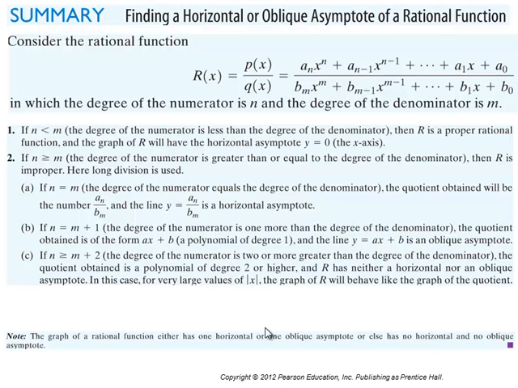So this page right here just gives us a summary of what we have just talked about in finding asymptotes. Finding horizontal asymptotes or oblique asymptotes: if you have an improper rational function, just take the numerator and divide it by the denominator, and the results will tell you what sort of asymptote you have. Unless you have a proper rational function, in which case the x-axis will be the horizontal asymptote.